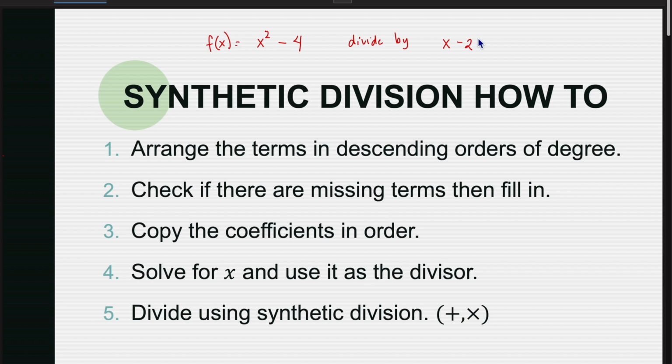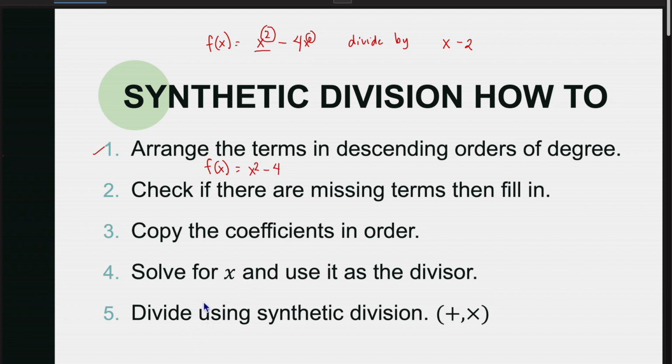So, eto yung mga steps na gagawin natin. First, arrange natin yung terms in descending orders of degree. Ibig sabihin, yung mga exponent niya dapat naka-descending order. So, in this case, we have x squared, so 2. And ito naman, x raised to 0 to, di ba? So, 0 tapos 2, so naka-descending order siya. So we have f of x equals x squared minus 4.